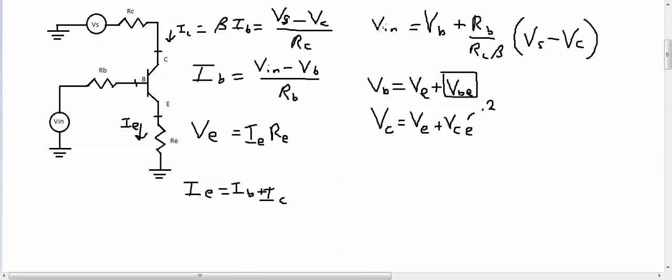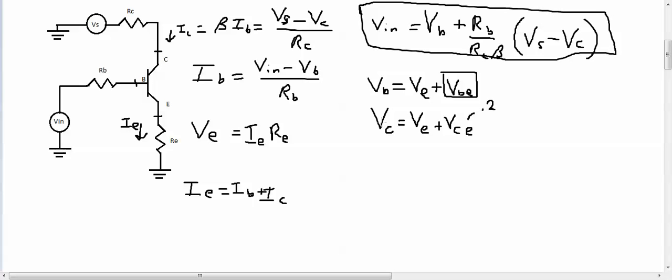Setting all this into our top equation right there and solving for Vin, we can solve it all in terms of the voltage source up top and the resistors and the voltage drops VCE, VBE. And that will look something like this.